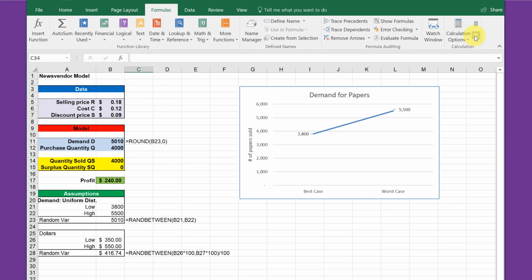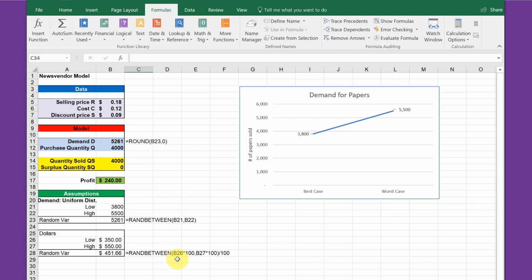And that'll work for our situation since we don't have fractional newspapers. But in some models you might be working with dollars or something where you need to have decimals. And the way to do that is to modify our RANDBETWEEN formula to give it the number of decimal places we need. For dollars we need 2 decimal places, which would be 100s.